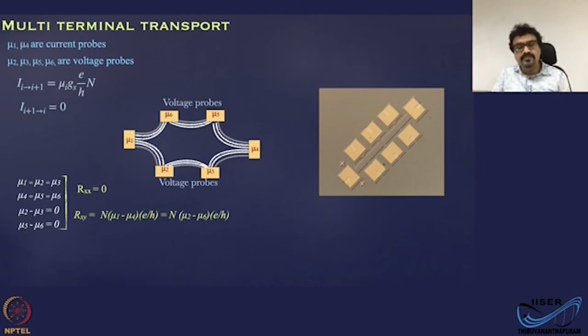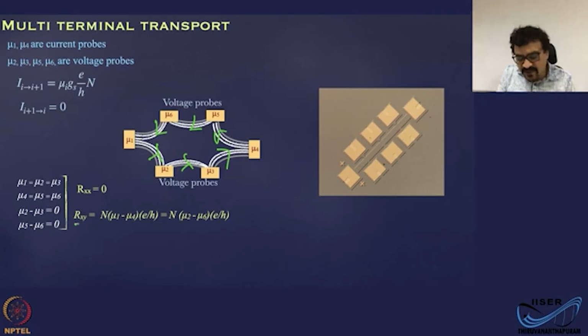But mu1 should be equal to mu2, which is equal to mu3. Okay. Similarly, mu4, mu5, mu6. That is assuming that the current is flowing in this direction, and the reverse for the other direction. Okay, that's what you are getting.